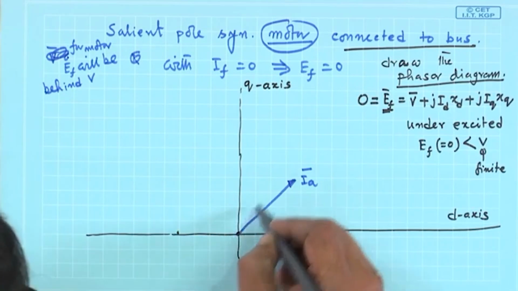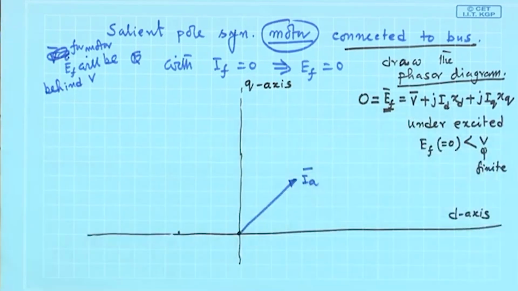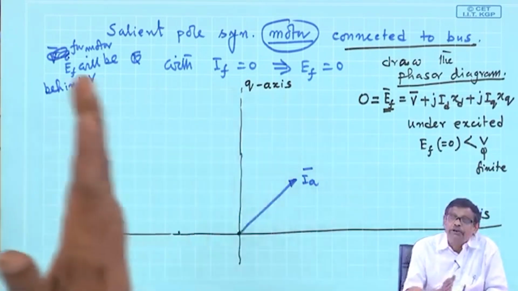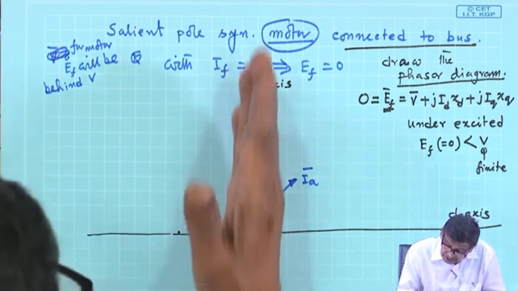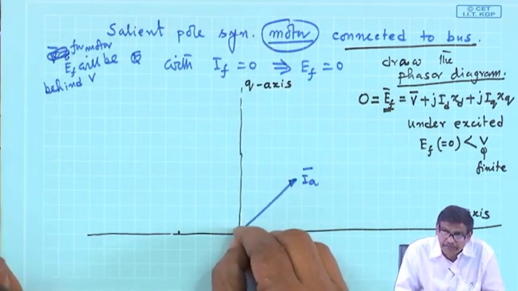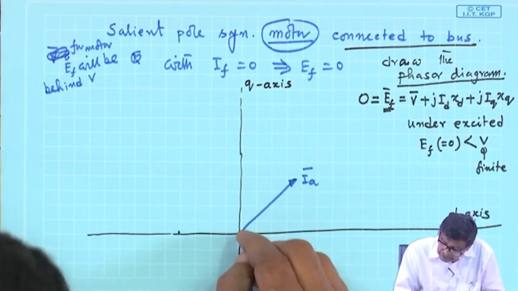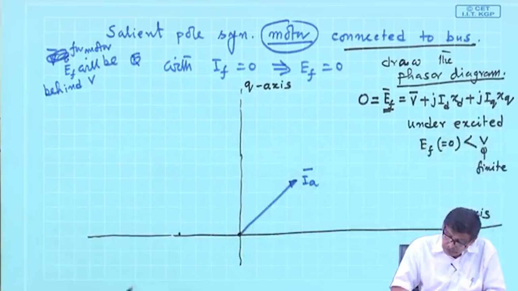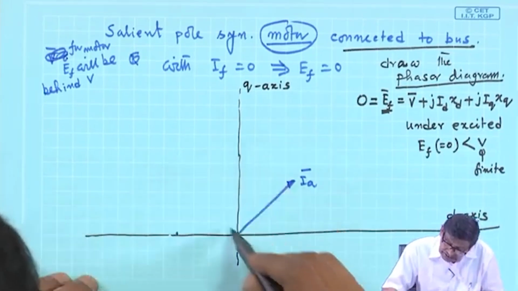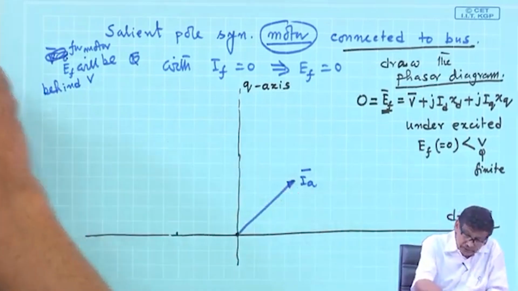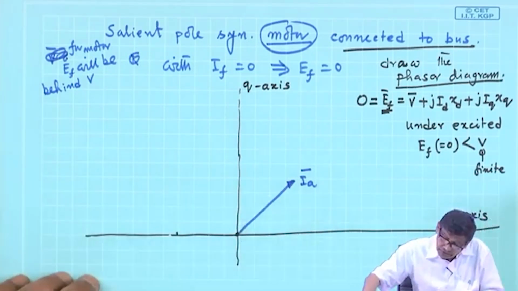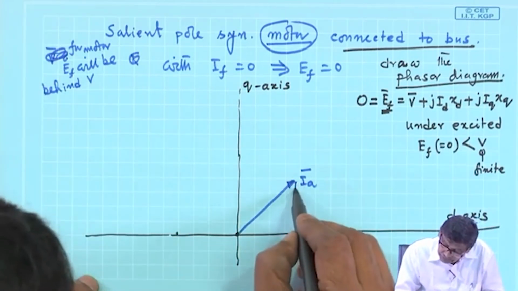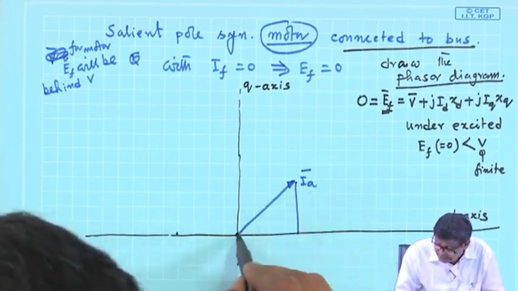So, can V be here? No, nothing doing, it cannot be, because in a motor mode V will be always behind Ef. Ef is along this line, which in this case is vanishingly small, but nonetheless it is along q, and V cannot be here. Then it would have been generator. So, V must be in this axis. So, your V will be in this quadrant.